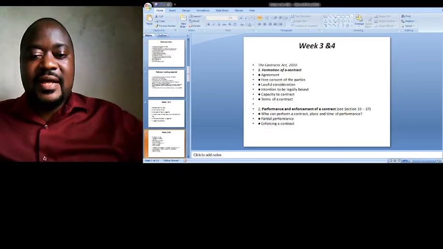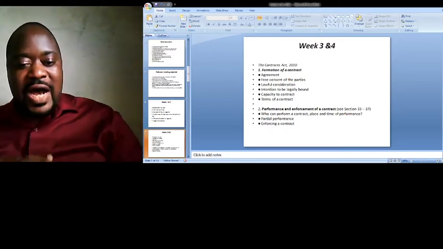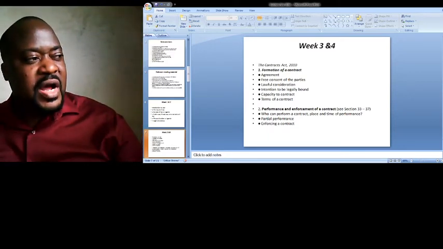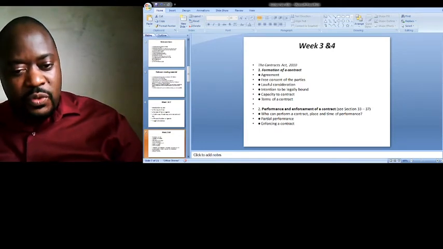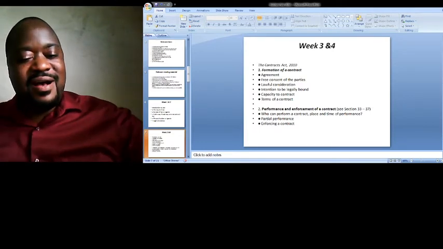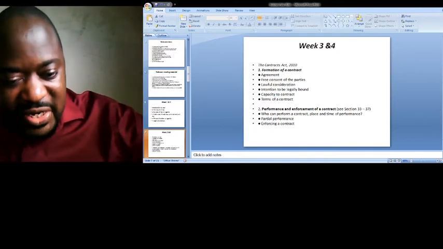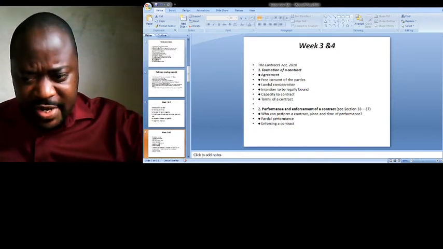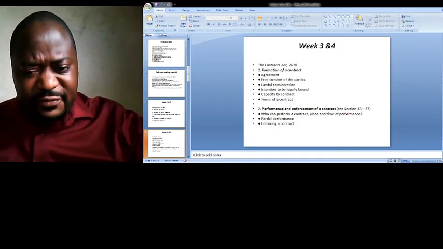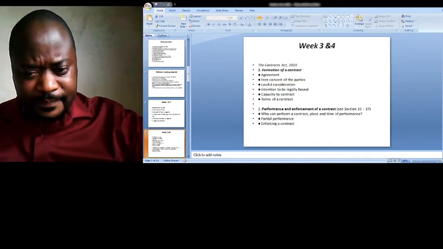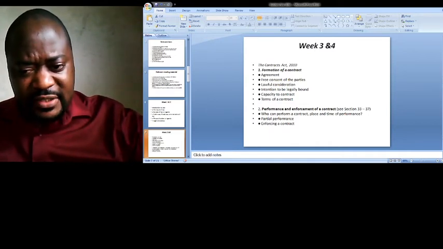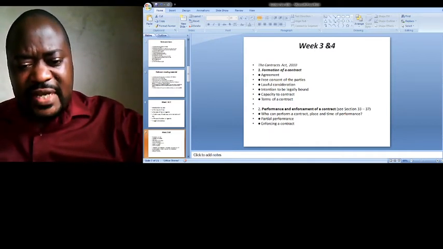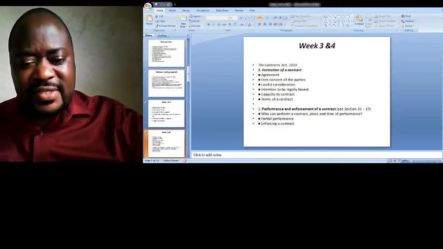So under formation of a contract, we'll look at what people can agree about. We'll look at the principle of offer, acceptance, and consideration under formation of a contract. Number 2, we'll look at performance and enforcement of a contract under Section 33 to Section 37 of the Contracts Act.